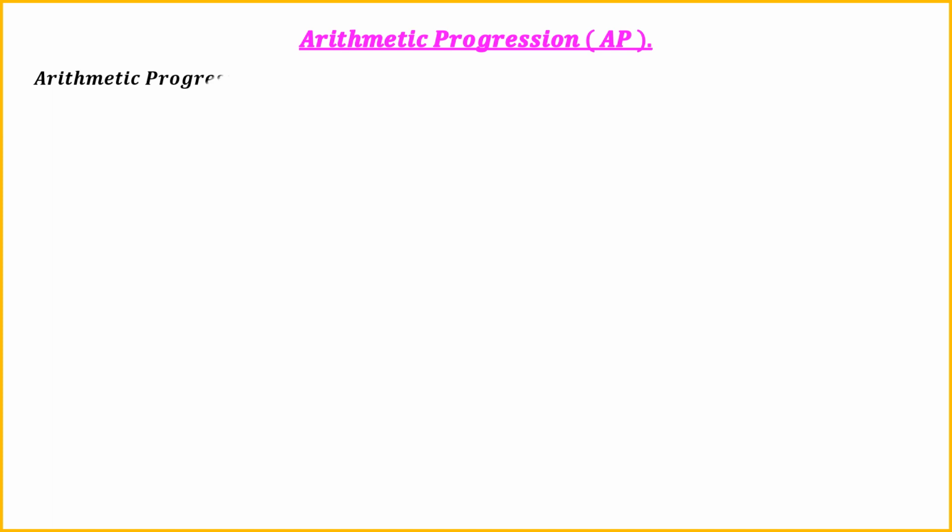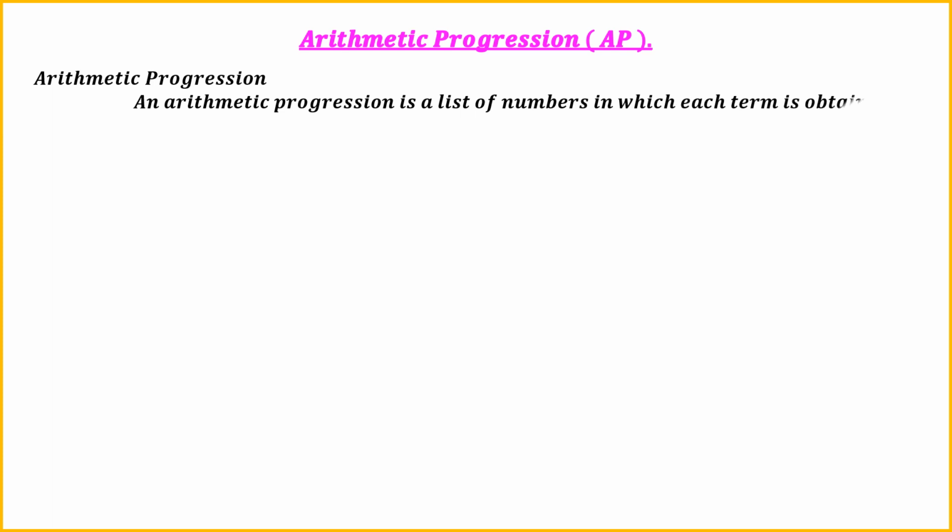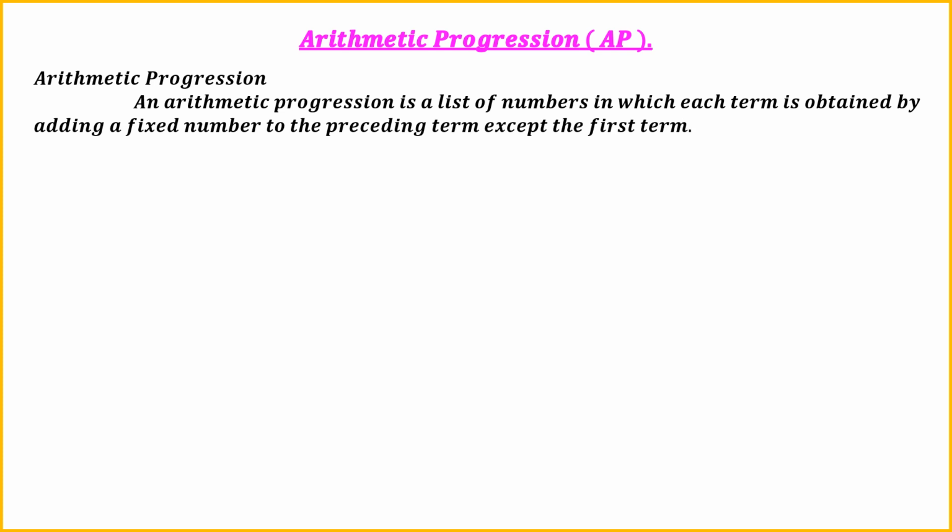Hello, students. Let us learn arithmetic progression for the day. And let us first understand what is arithmetic progression. Try to go through the definition. An arithmetic progression is a list of numbers in which each term is obtained by adding a fixed number to the preceding term, except the first term.